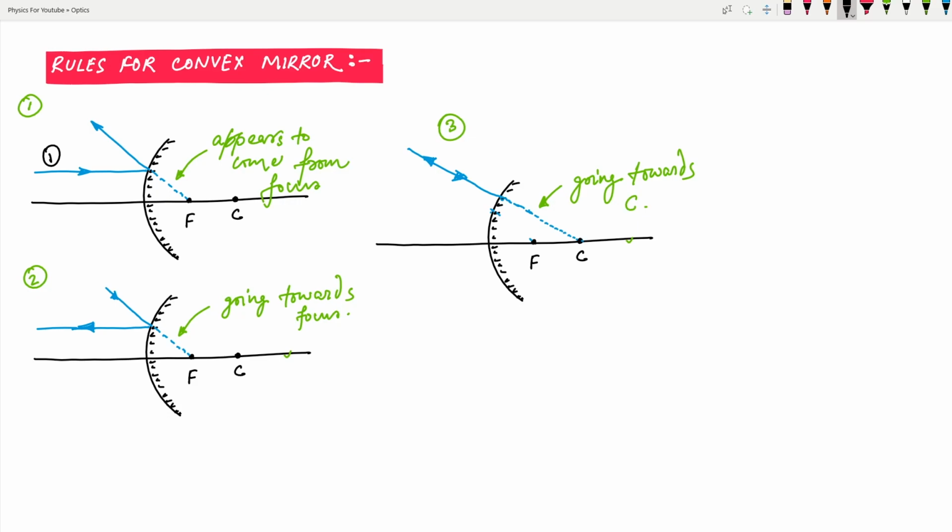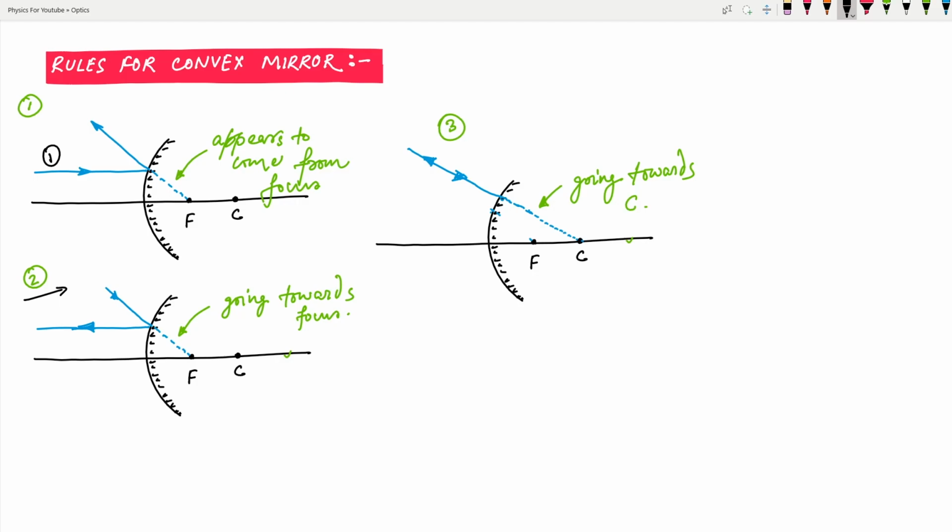to come from focus. In the earlier case we learned for concave mirror that when a ray parallel to the principal axis hits the mirror, then it goes towards the focus after reflection. Here also, after reflection it appears to come from focus. Okay, so in the earlier case it was real, in this case it is virtual. I hope the concept is clear. Now let's look into number 2.